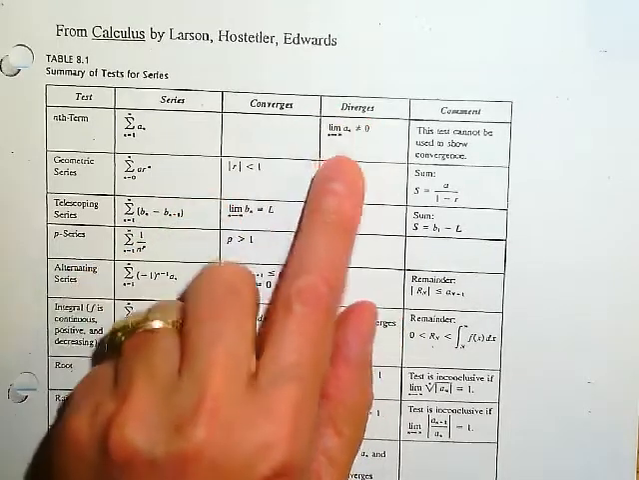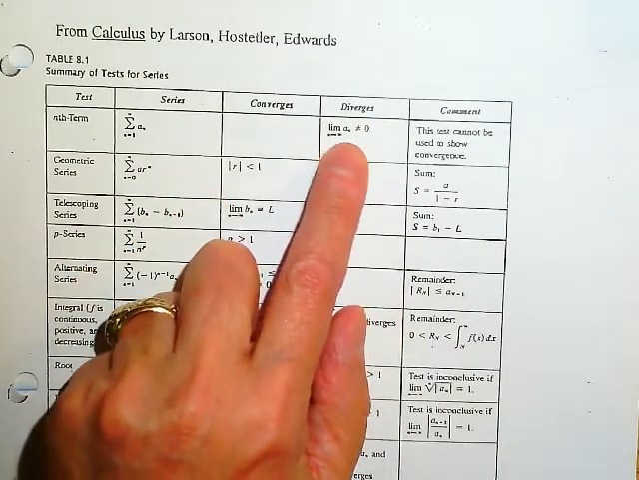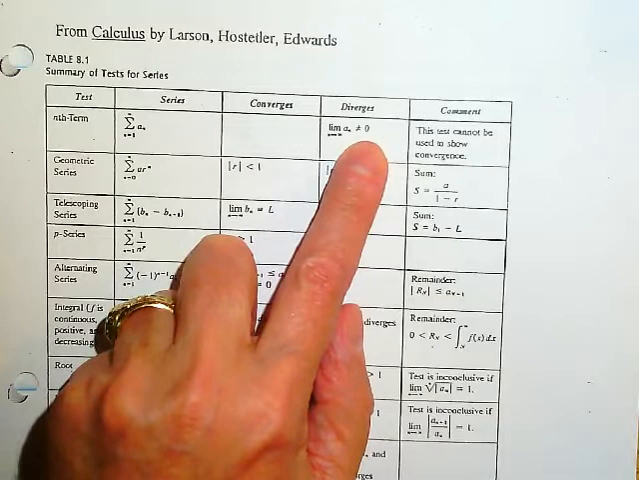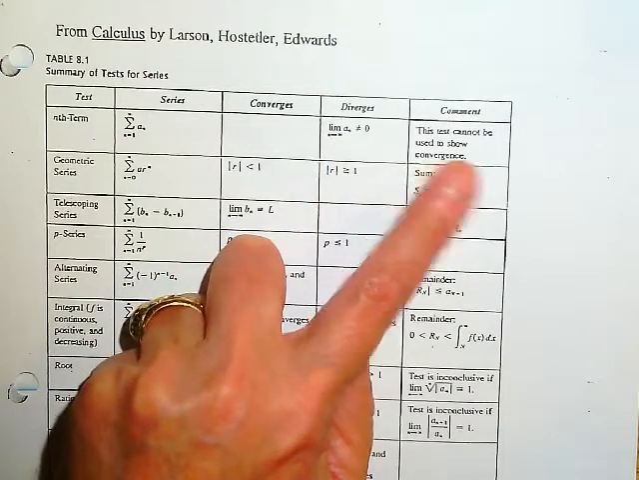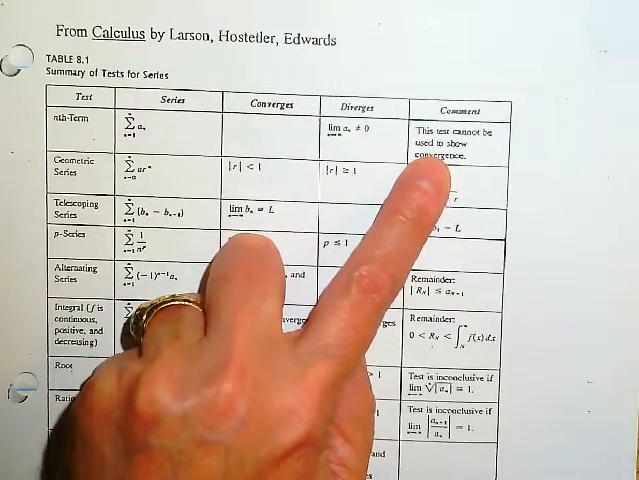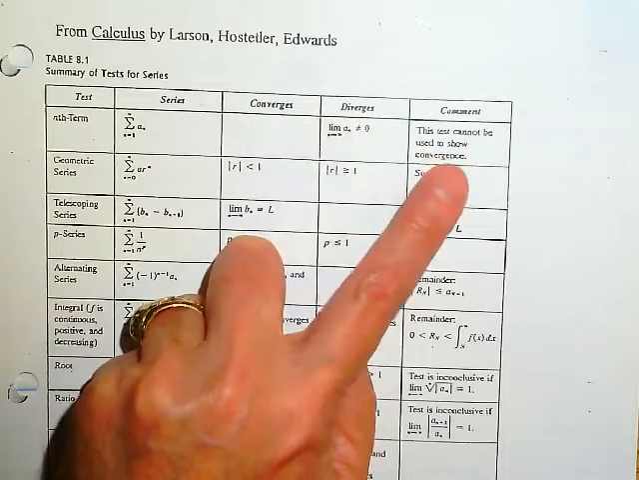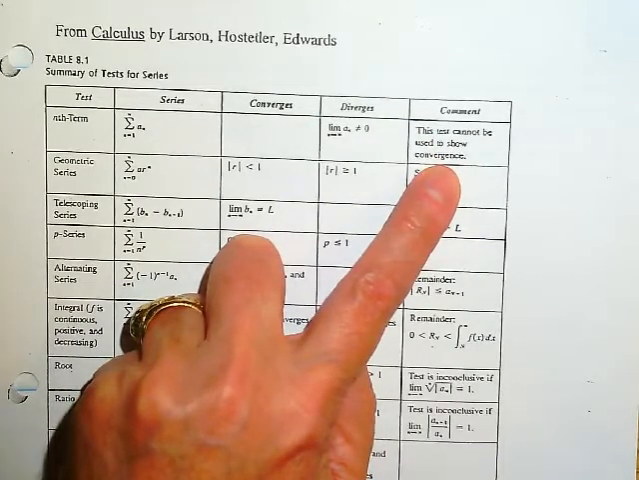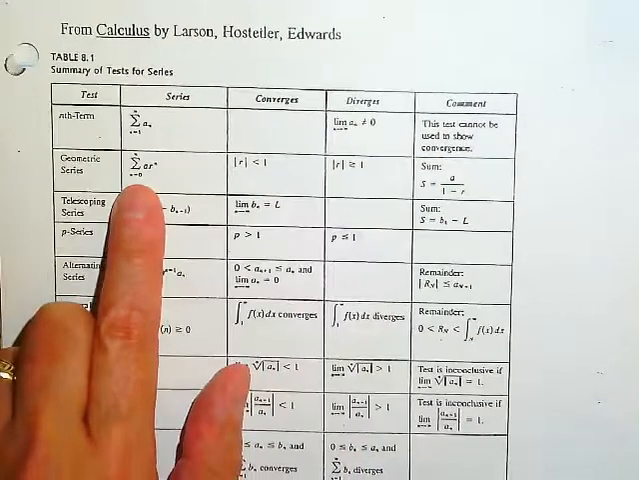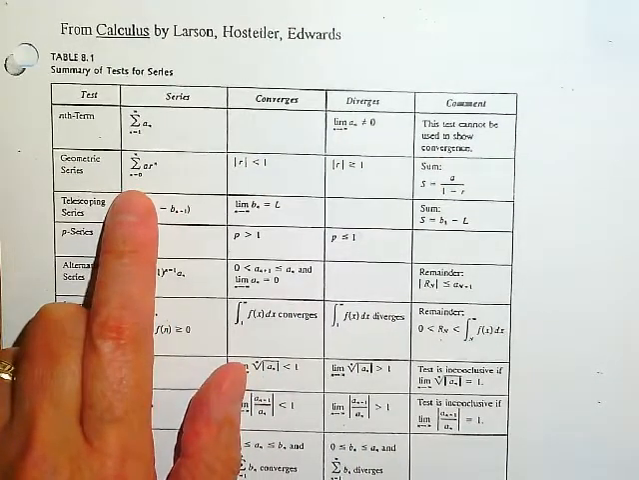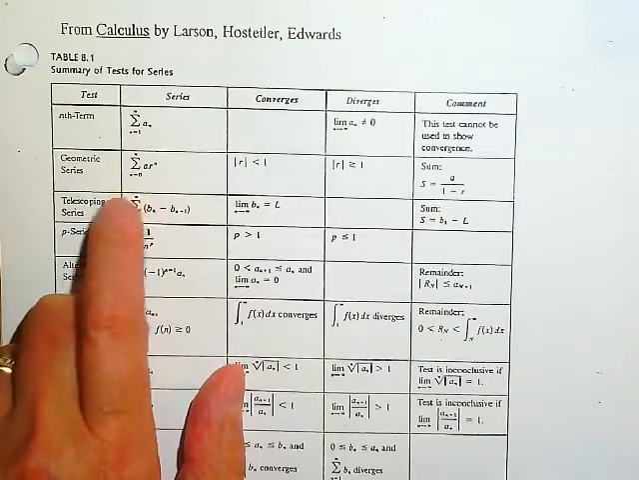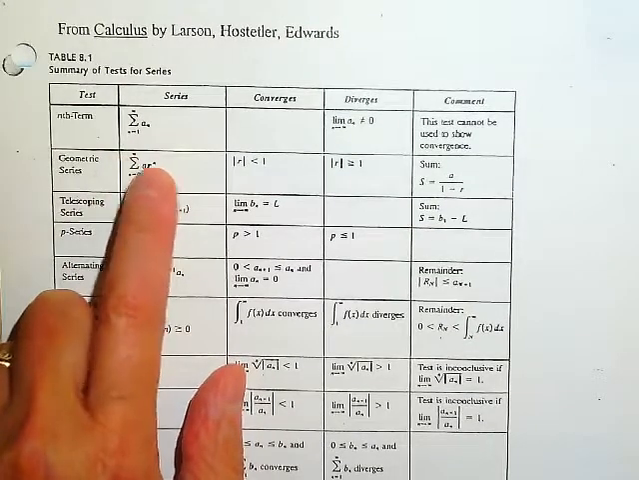It diverges if the limit as n approaches infinity of that nth term is not equal to 0. This test can only be used to show divergence. It cannot be used to show convergence. Make sure you keep that straight. Geometric series tests are going to come in this form, from n equals 0 to infinity, or it could be 1 to infinity if they change up the power there.